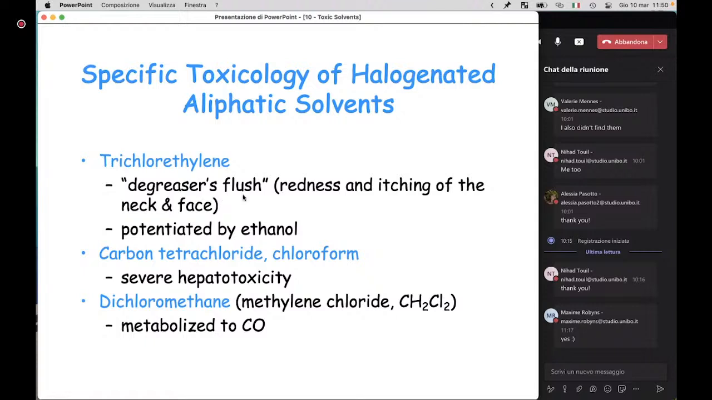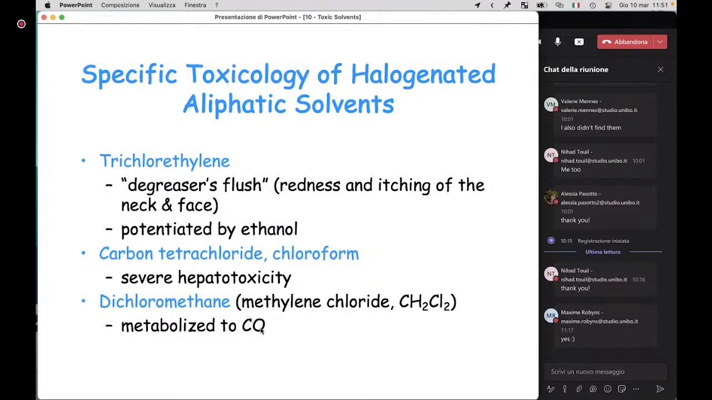And again, as with asbestos and tobacco, in this case, we have added or potentiated toxicity due to ethanol drinking, because we know that ethanol is heavily toxic to the liver. And so, of course, we had liver toxicity from the halogenated solvent and liver toxicity from ethanol. And this, of course, potentiates each other. Carbon tetrachloride and chloroform cause severe hepatotoxicity, and dichloromethane or methylene chloride, CH2Cl2, also is metabolized to carbon monoxide.